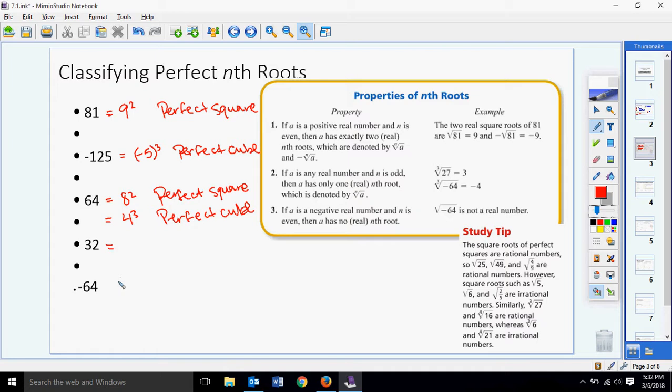32. Is there any number when I multiply by itself it gives me 32, or is there any number when I multiply it by itself 3 times it'll give me 32? And the answer is no, it's neither a perfect square nor a perfect cube. However, 2 to the 5th would give me 32, so it is a perfect fifth.